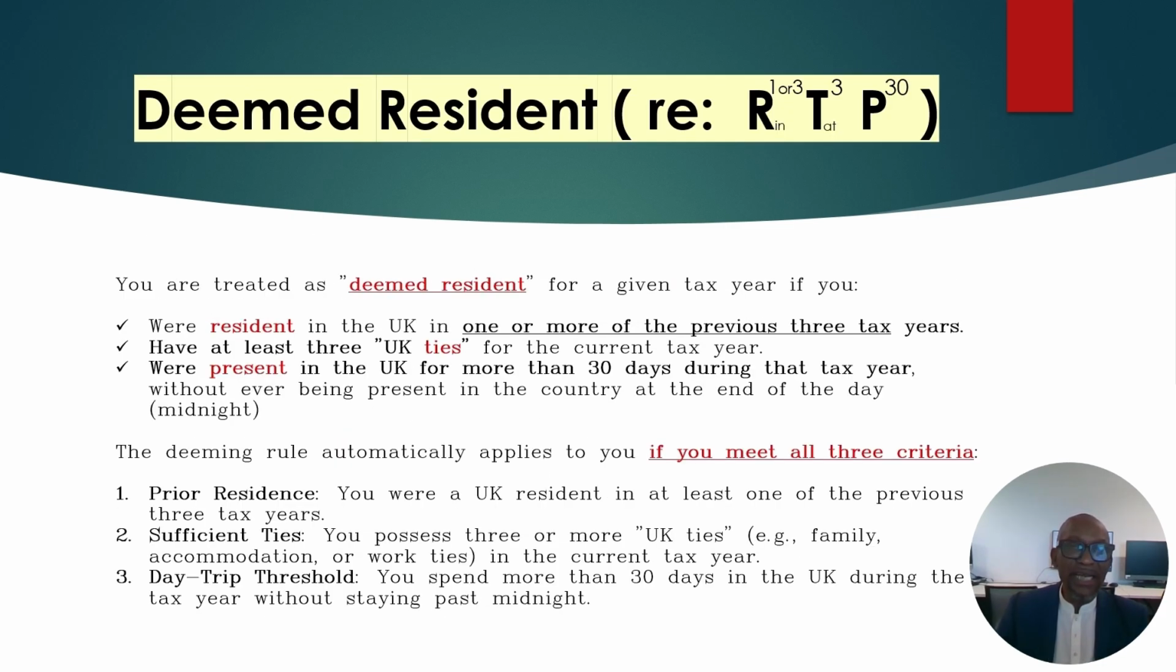Now, the deemed residents, which is the 5th one: you will be deemed to be resident in UK for the tax year if you were resident in UK or have UK ties for the current tax year, or were present in UK for more than 30 days during the tax year. Okay, it doesn't matter if you didn't spend the midnight. All these criteria must be met to satisfy the deemed residency rule.